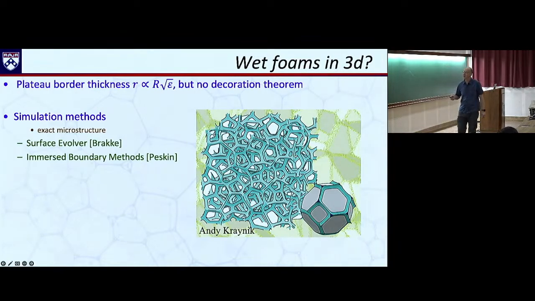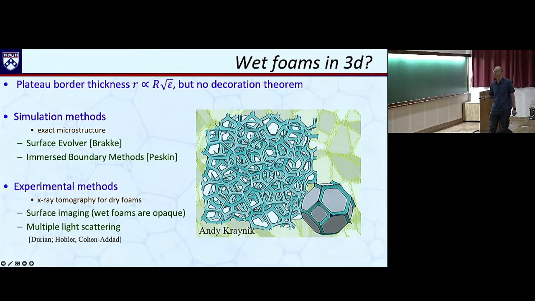Charlie Peskin has developed immersed boundary methods that are good also for flow problems, whereas these are good for static problems. So there are some tools, but they're still hard. I'm an experimentalist. I'm interested in this because they're important problems that you can't get at very easily with theories. So what can we do experimentally to get at the things we want to know? Well, you can look at the surface of foams. You can do surface imaging, and you can also do multiple light scattering.